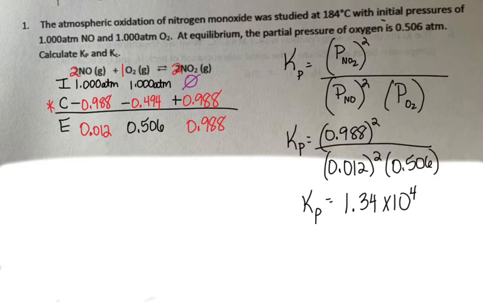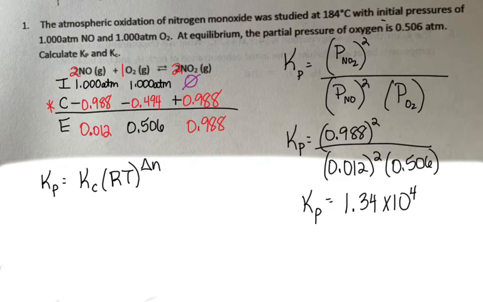The other thing it asked me to calculate is a Kc. To calculate a Kc, I have to use concentration. C is for concentration, which would be molarity. And there's a formula that allows us to convert between Kp and Kc, and that's this, that the Kp is equal to Kc times the RT raised to the delta N power. This formula is in your book in section 15.3, I believe. But this is the formula.